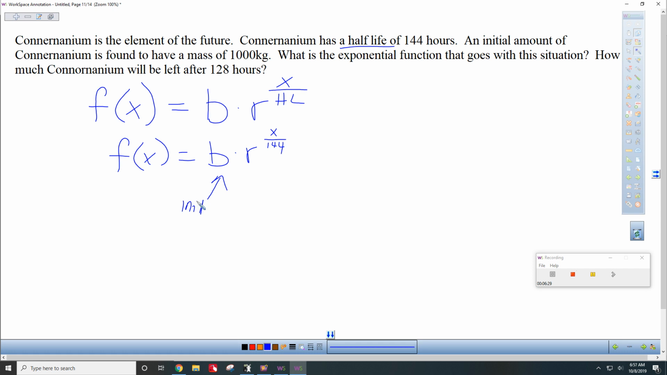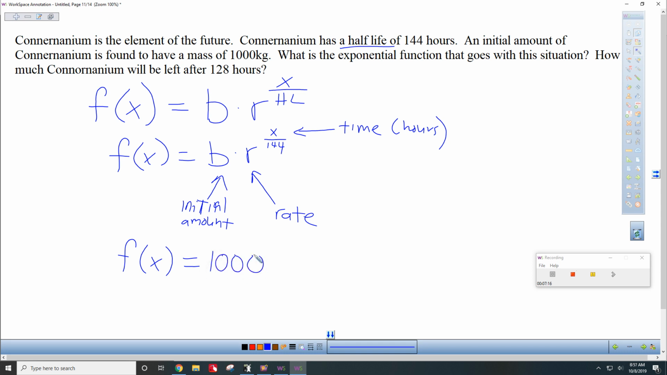Where b is still the y-intercept, so our initial amount. Sorry about the handwriting. And r is our rate. And then x in this case is our time, so in this case, it's in hours. Let's set this up and see if it makes sense. f of x will be 1,000 times r to the x over 144.